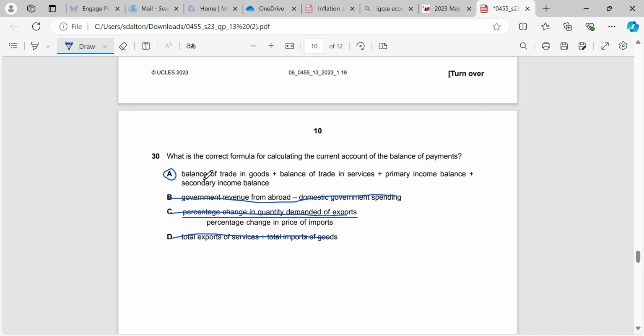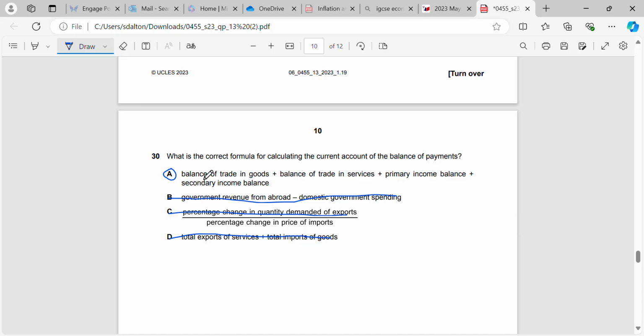It's the balance of trade in goods, which takes the exports minus the imports from goods, the balance of trade in services, the exports minus the imports for services, primary income balance and secondary income balance. And primary income balance and secondary income balance have a number of different things that are included in them. So compensation of employees, etc. is included in primary income balance.